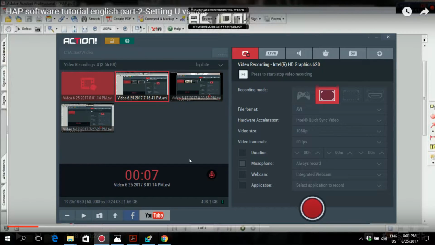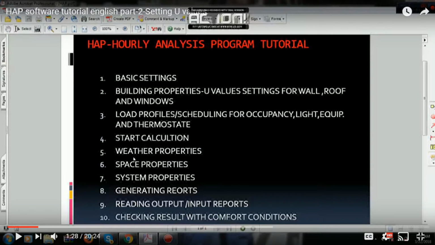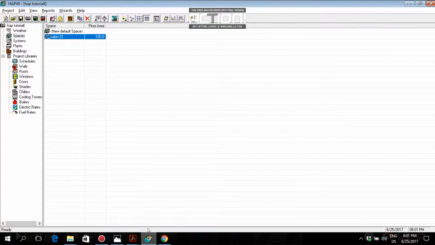The last part we finished is about, as we can check over here, starting up calculation, weather properties, and space properties. Today I am going to show the system properties. For the system properties, let's resume from the last part.